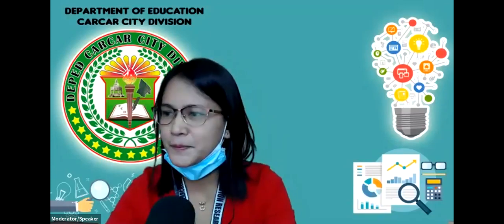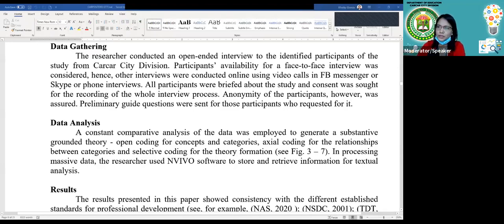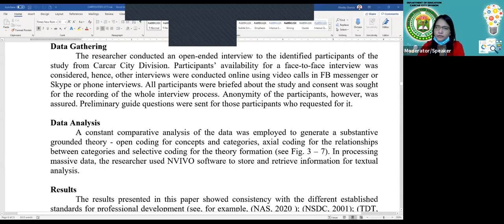Yes, that one. Okay, so here, if you notice in my data gathering, I mentioned that the researcher conducted an open-ended interview. So I specified the type of method that I used. I used open-ended interview with the identified participants of the study. So participants' availability for a face-to-face interview was considered. Hence, the interviews were conducted online using video calls in FB Messenger or Skype or phone interviews.